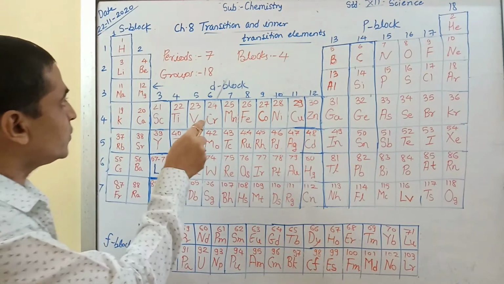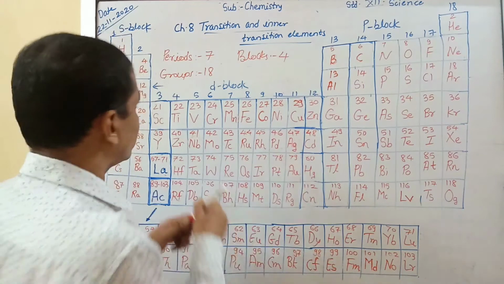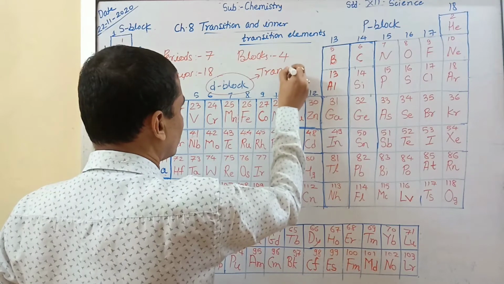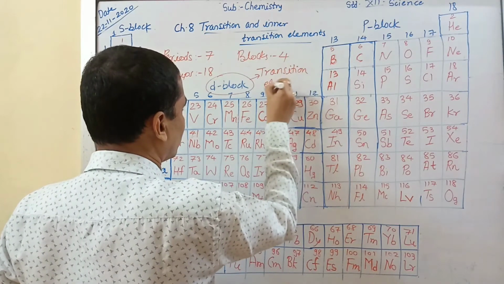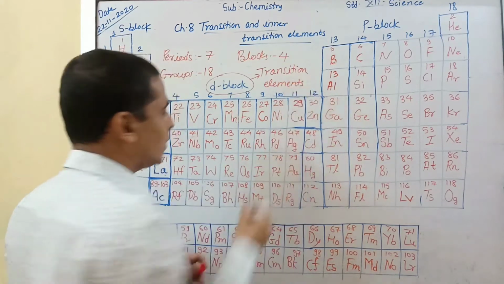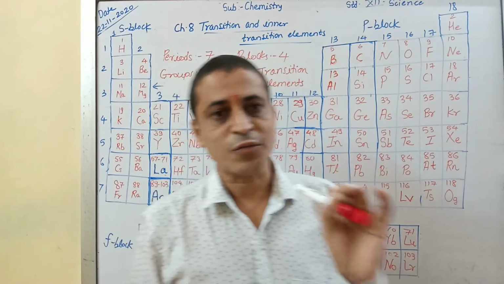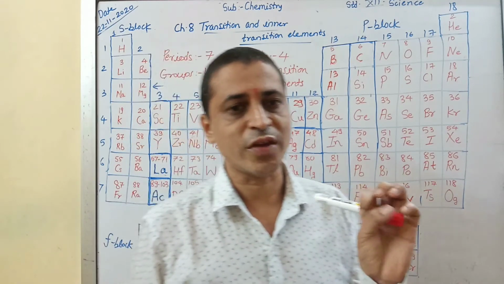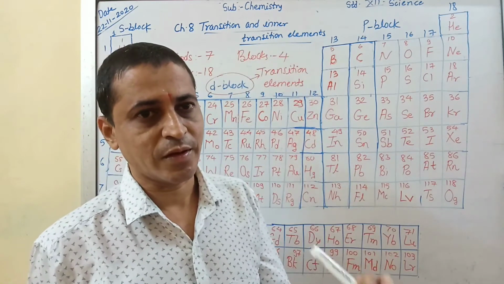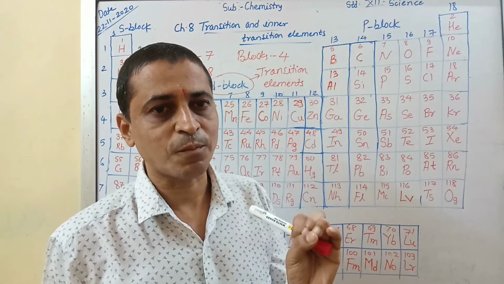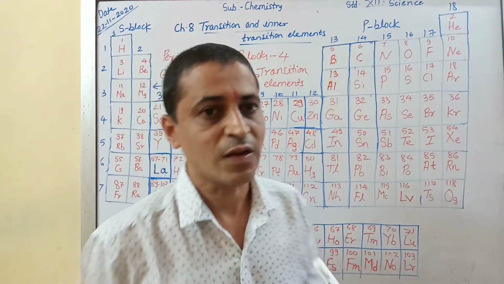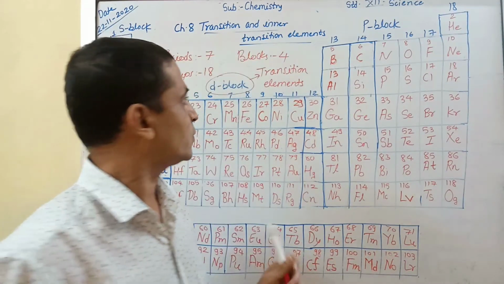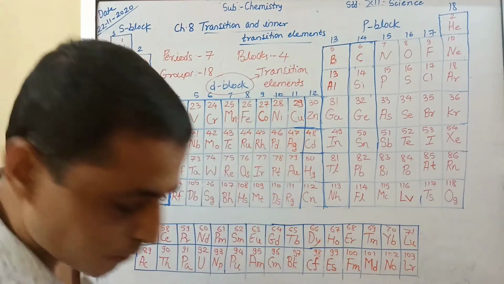And see, these D block elements are called what? These D block elements are called transition elements. Now see, if sometimes you are asked what are transition elements: transition elements are those elements which have incompletely filled (n-1)d subshell in their ground state or in their ionic state. They are called transition elements.